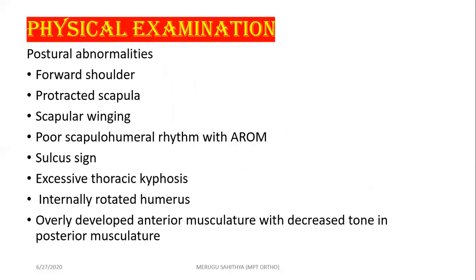Coming to the physical examination, it includes postural abnormalities like forward shoulder, protracted scapula, scapular winging, poor scapulohumeral rhythm with AROM, and sulcus sign, excessive thoracic kyphosis, internally rotated humerus, overly developed anterior musculature with a decreased tone in posterior musculature.